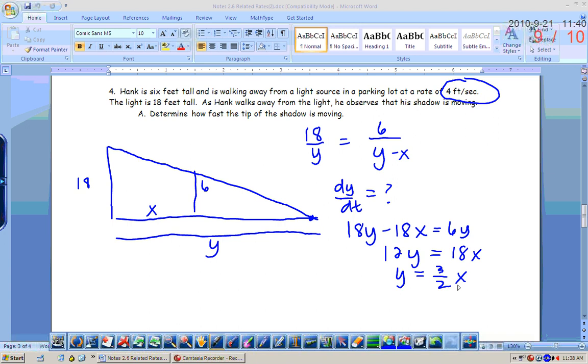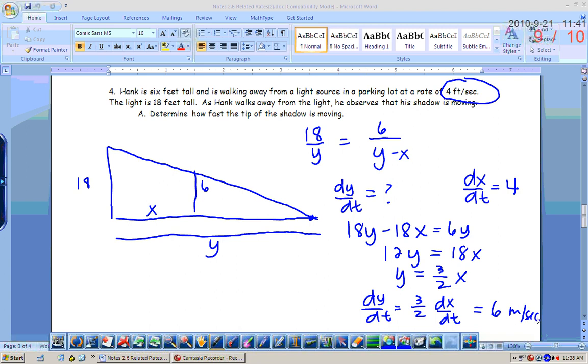The 4 feet per second is how fast Hank is walking. So it represents the rate of change of his distance from the light pole. Right, so dx dt is 4. So if you take the derivative, dy dt equals 3/2 dx dt, and if you plug in 4 for dx dt, then you get that dy dt equals 6 feet per second.